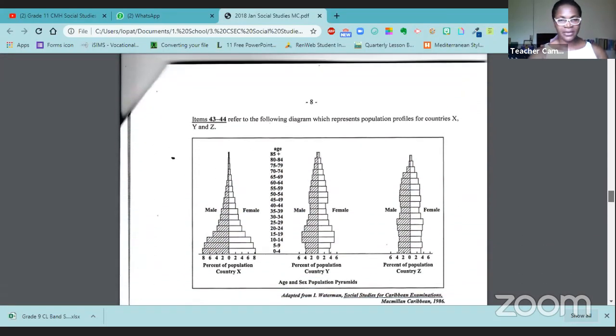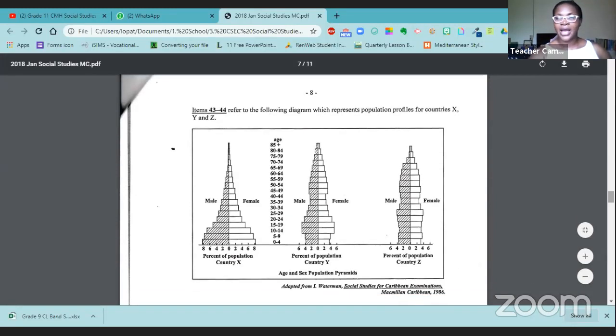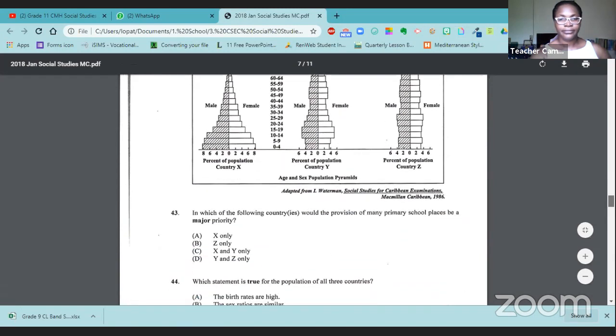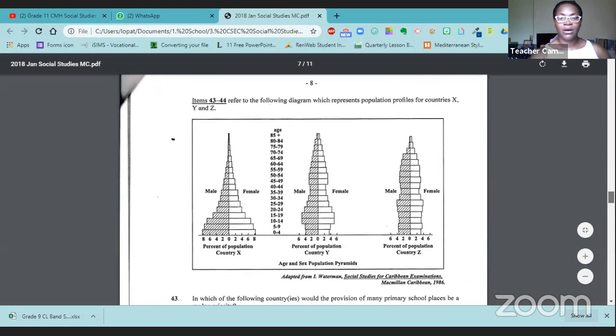All right, take a good look at this diagram. 43 to 44 refers to it. This is a profile for country X, Y, and Z. All right, so question 43 says, in which of the following countries would the provision of many primary school places be a major priority? And by default, drum roll, that would be country Z.